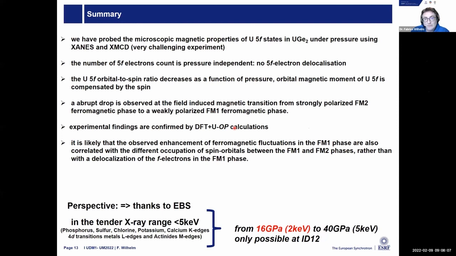As a perspective, and thanks to EBS, it is now possible to perform high pressure experiments as high as 16 GPa at 2 keV. It means that it is now possible to probe the phosphorus, sulfur, chlorine, potassium, and calcium K edges, the L edges of 4d transition metals and actinides, and the M edges of actinides. And this is only possible at the ID12 beamline so far.